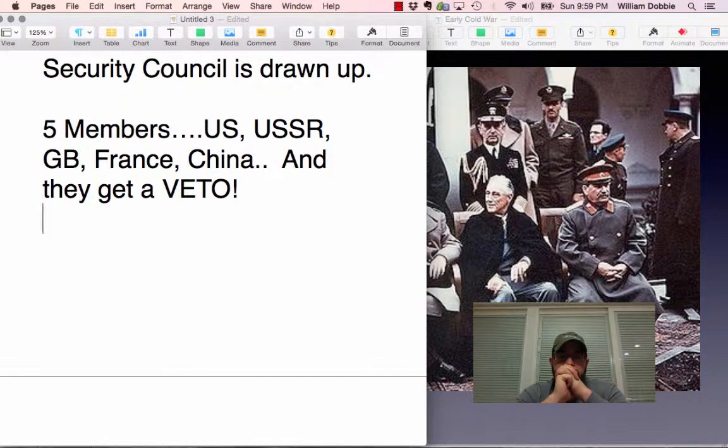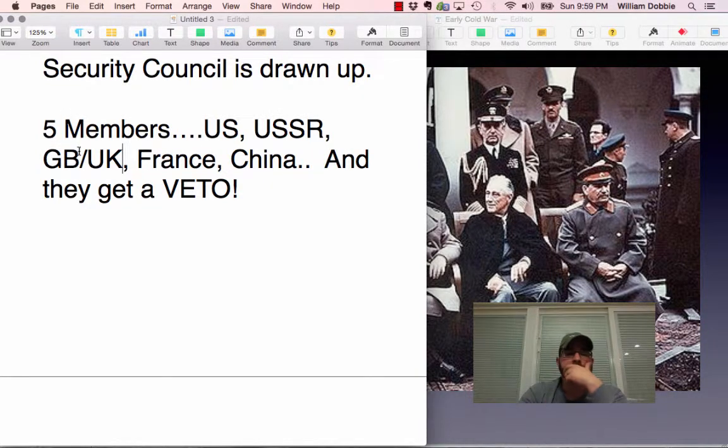The 5 permanent members on the Security Council are the United States, you can just write USA, Britain, you can just write UK, Soviet Union, USSR, France, and anyone want to take a stab at the 5th? China. Very good, China. Those will be the 5 permanent members of the Security Council. Beyond that, there are rotating members, but those will be the 5 permanent. And those permanent members have veto power. What could possibly go right?